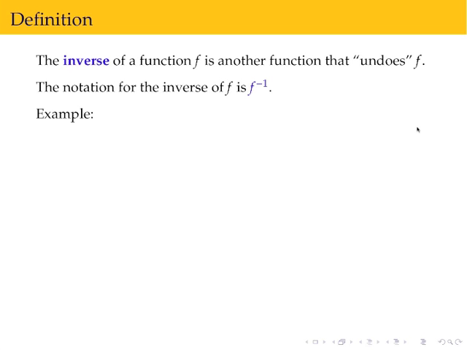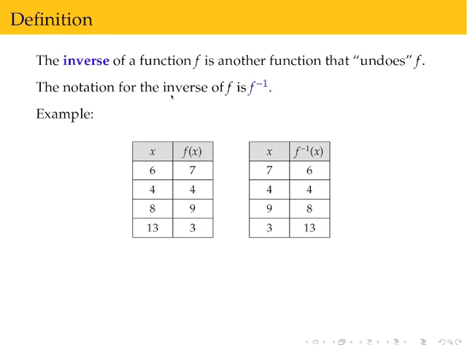So let's look at an example with some tables. If I have a function that when you put in 6, you get out 7, then the inverse of that would be when you put in 7, you get out 6. So if you do one and then the other, you get back to the number that you started from. And you can do that in the other order. If you use the inverse function first and put in 7, you'd get out 6, and then do the original function, put in 6, get out 7, and you're back to where you started from.